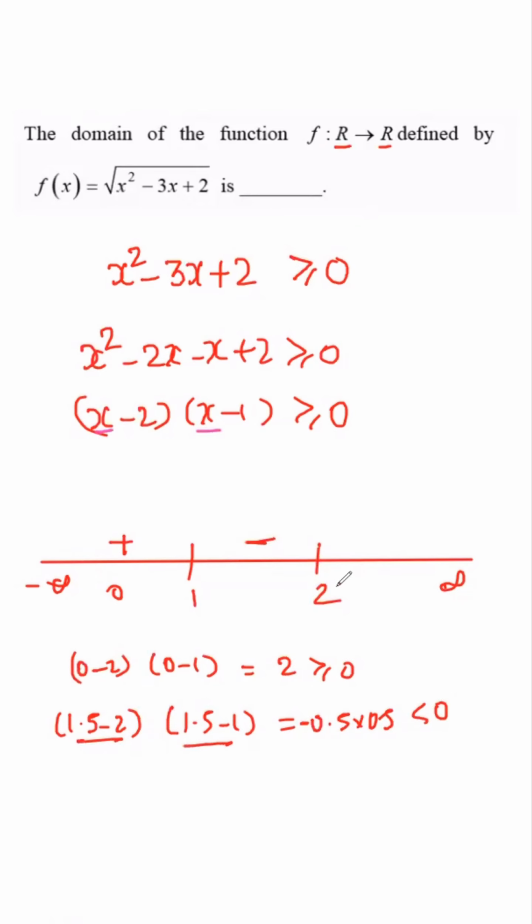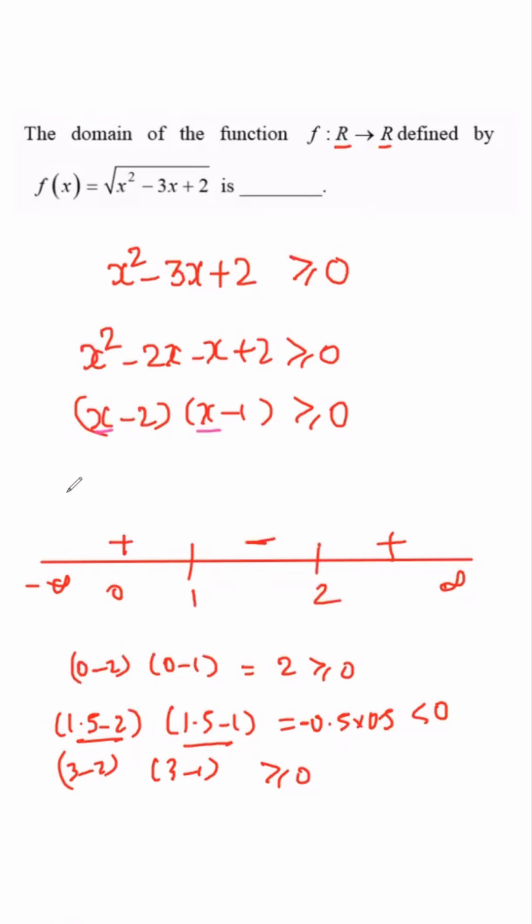Now let's choose a number between 2 and infinity. Let's take 3. So 3 minus 2, that is 1, and 3 minus 1, that is also a positive number. So overall we're getting a positive number. So we are getting a positive interval from negative infinity to 1 and 2 to infinity. So that will be our domain.